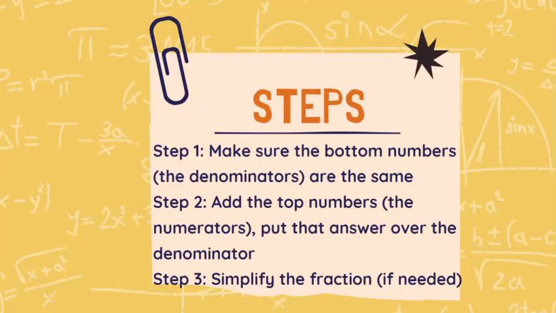The steps are quite easy. Step 1: make sure the bottom numbers, the denominators, are the same. Then add the top numbers, the numerators, put that answer over the denominator, and always simplify the fraction if needed.